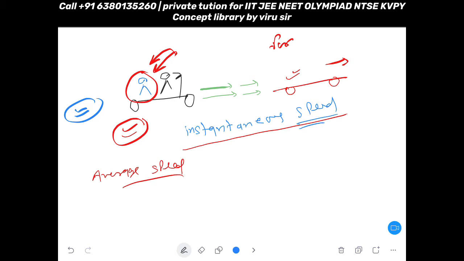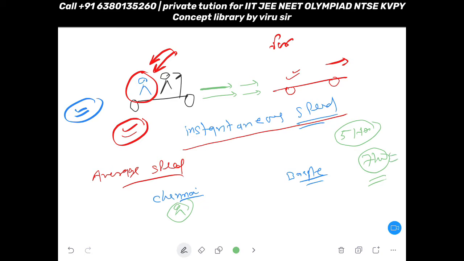Suppose there is some place, for example, suppose this is Chennai, and suppose there is another place called Bangalore. You started from Chennai, and when you ask people how much time it takes to reach Bangalore from Chennai by vehicle, suppose people say 5 hours. If you are taking 7 hours, it means your time is too much. If you are taking only 2 hours, it means you are running very fast.